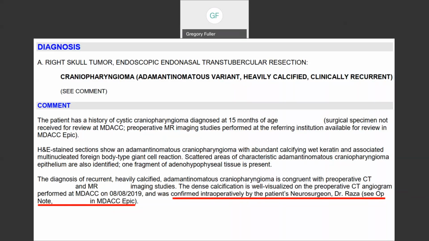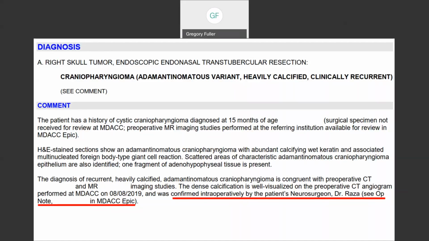And look at the last part. This is addressing the imaging, as we always do in the last paragraph of a complete report, whenever we can, whenever we have the data. Look at the last part of the sentence. I'm simply saying that the dense calcification we saw is confirmed intraoperatively by direct visualization by the patient's neurosurgeon, Dr. Sean Raza at MD Anderson. See op note in the chart. Did I actually go to the chart? Yes, I actually went to Epic, to the chart, and looked it up. I wanted to know exactly what the neurosurgeon saw, and he confirmed that. In this particular case, it wasn't critical to the diagnosis, but I wanted to know.